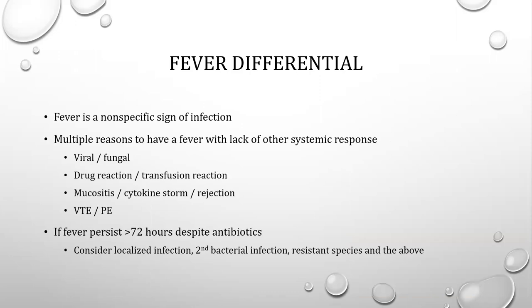So in your fever differential, when you have your patients who are neutropenic, again, remember that fever is a very nonspecific sign of infection. And as we're seeing with a predominance of our COVID patients, there's a lot of reasons to have a fever with a lot of other systemic responses: viral, fungal, drug reaction, transfusion reactions, mucositis, cytokine storm, rejection, VTE. And in patients whose fevers persist greater than 72 hours despite antibiotics, it's important to consider either a localized infection, abscesses, or things of that nature, a second bacterial infection on top of it, resistant species, or the things above as well.